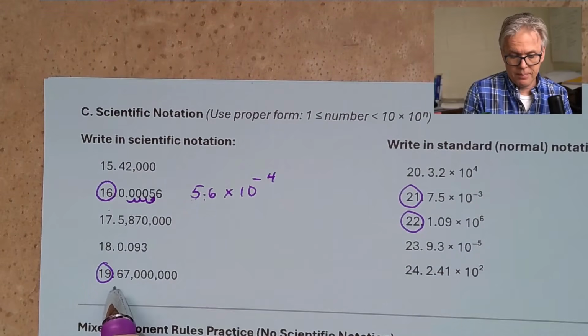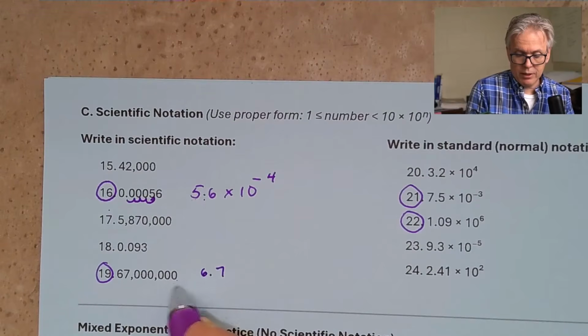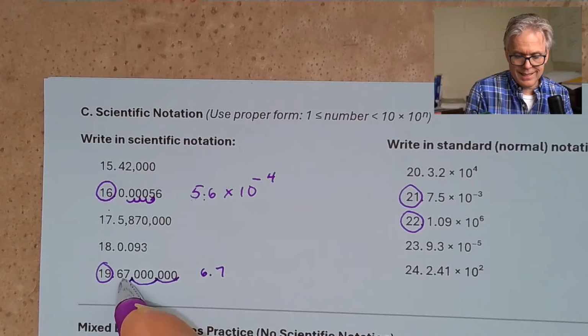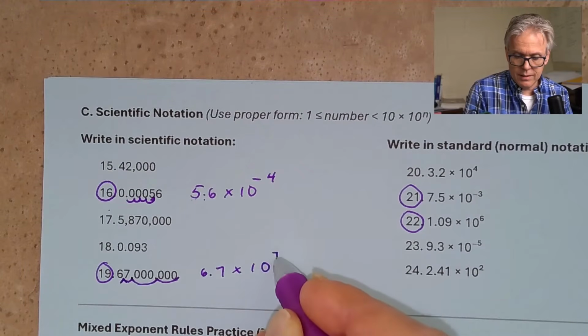So let's look at this one here. We're going to have 6.7. And so the question is, how many times did I move it? I've got 1, 2, 3, 4, 5, 6, 7. So times 10 to the 7th.